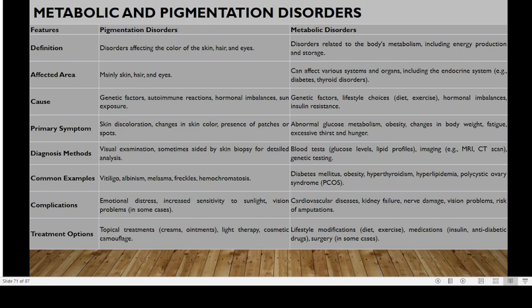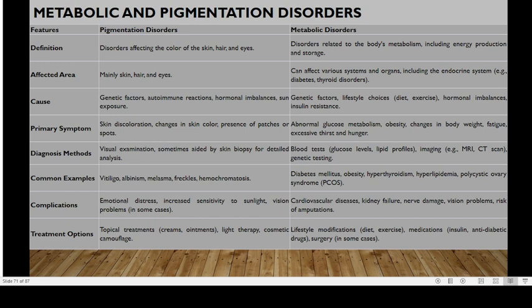Common examples for pigmentation are vitiligo, albinism, melasma, freckles, and hemochromatosis, while for the metabolic disorders, we could have diabetes mellitus, obesity, hyperthyroidism, hyperlipidemia, and polycystic ovary syndrome. The complications include emotional distress, increased sensitivity to light, and vision problems, whereas for the metabolic, we have cardiovascular diseases.